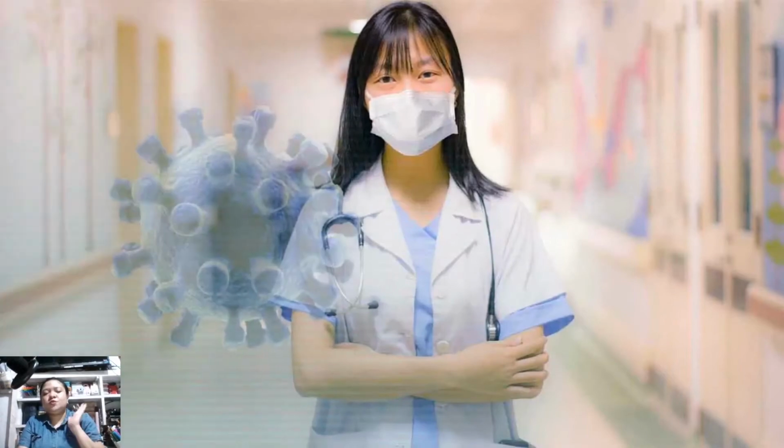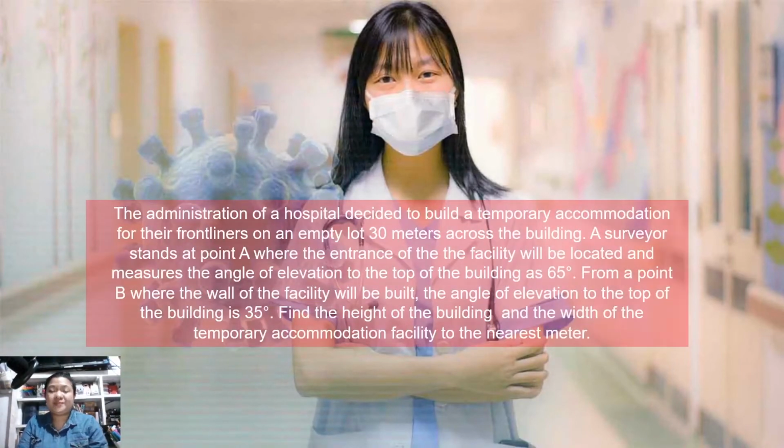Okay, para sa ating susunod na tanong, this is our fourth question. The administration of a hospital decided to build a temporary accommodation for their frontliners on an empty lot 30 meters across the building. A surveyor stands at point A, where the entrance of the facility will be located, and measures the angle of elevation to the top of the building at 65 degrees. From a point B, where the wall of the facility will be built, the angle of elevation to the top of the building is 35 degrees. Find the height of the building and the width of the temporary accommodation facility to the nearest meter.